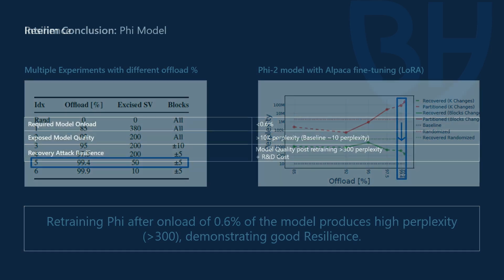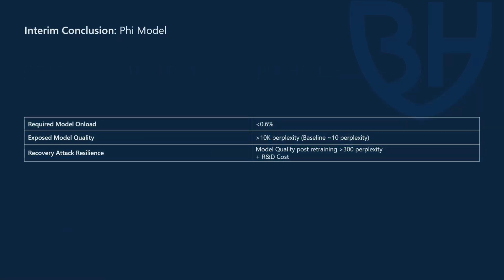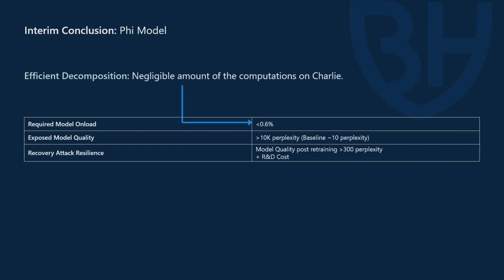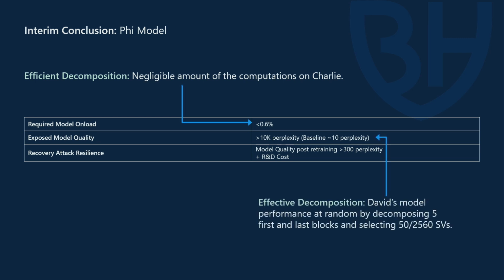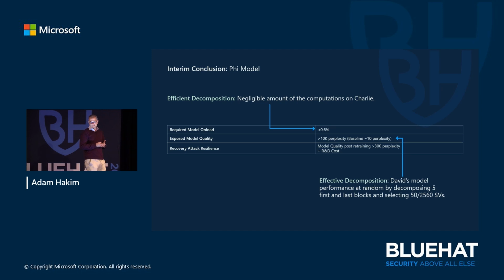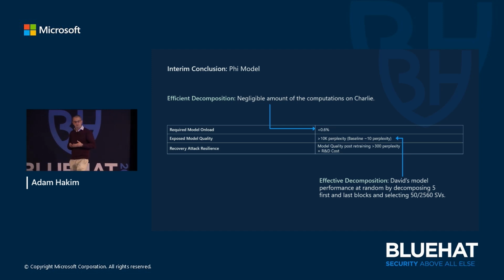So to conclude everything you saw so far, which I know is a lot to do in half an hour. We were able to show an efficient decomposition. A negligible amount of computations need to be placed on the secure entity, on Charlie, below 1%. The exposed model that we put on David is completely useless without using Charlie's portion. We saw that it's well above 10,000. And the resilience was good as well. The model quality post-training was above 300 perplexity.